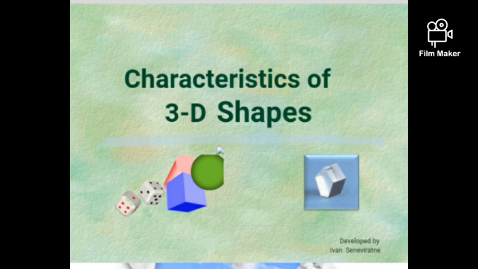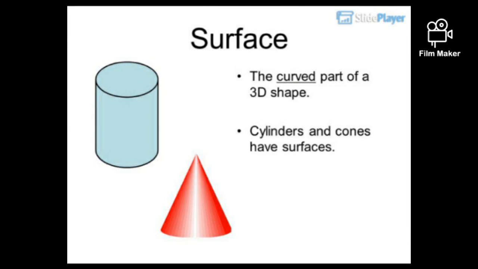Now let's look at some characteristics of three-dimensional shapes. But before we go into that, there are some basic things we should know, like the surfaces, the edges, the vertices. These are things that you can know before you can actually tell about the characteristics of some three-dimensional shapes. One of those things you should know here is the surface. The surface is a curved part of a three-dimensional shape. Example, cylinder and cone have surfaces.